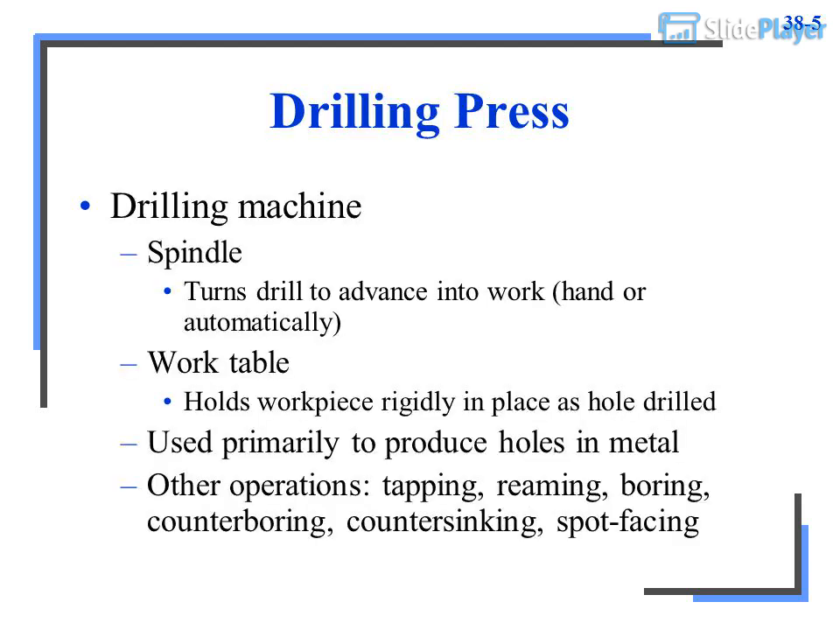Drilling press, drilling machine, spindle, work table. The spindle turns the drill to advance into the work, by hand or automatically. The work table holds the workpiece rigidly in place as the hole is drilled. Used primarily to produce holes in metal. Other operations: tapping, reaming, boring, counterboring, countersinking, spot facing.